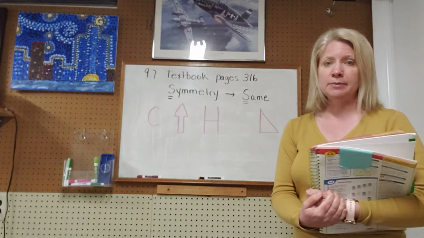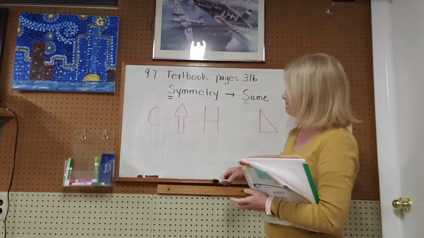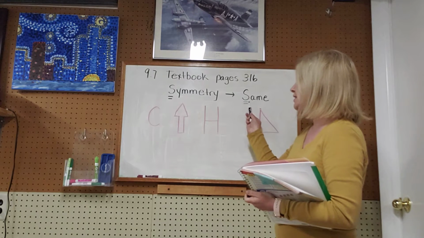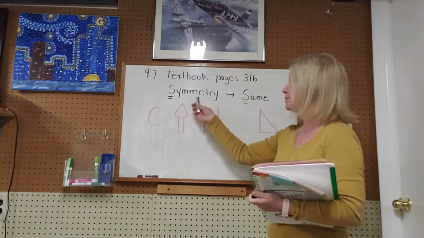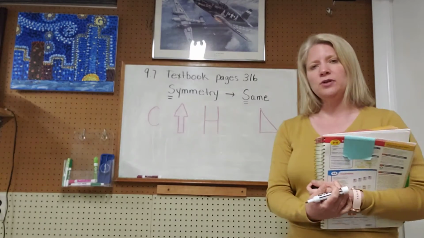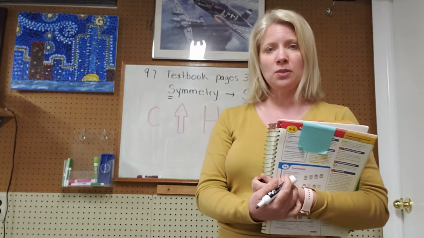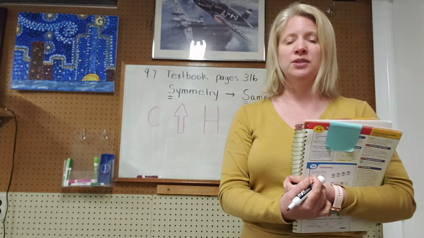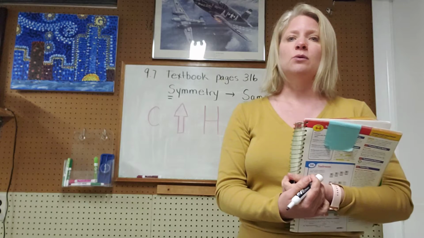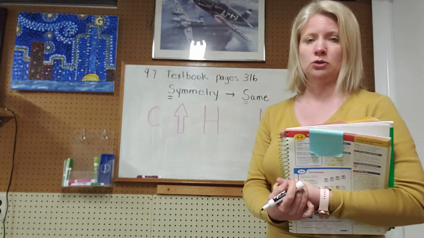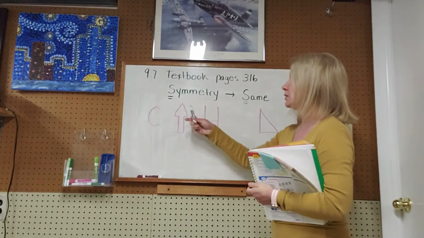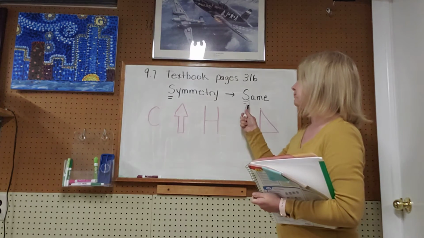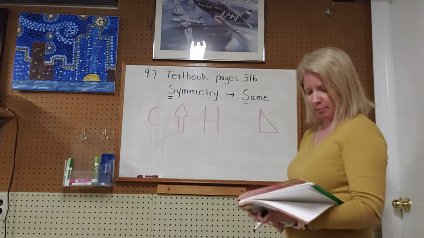Today, talking about symmetry, I have a little tip. Symmetry basically means same, and you can remember the S's. Symmetry, same. So if you were to put a line down the middle of an image or a letter, and it would be the same on both sides of that line, then it would be symmetrical. It would have symmetry. It would be the same. Symmetry, similar, same. Okay?